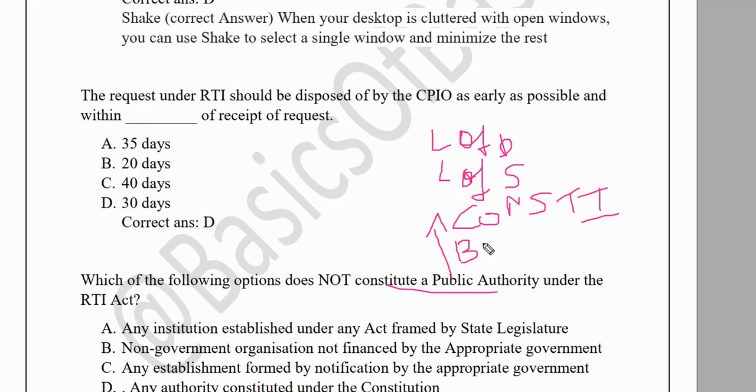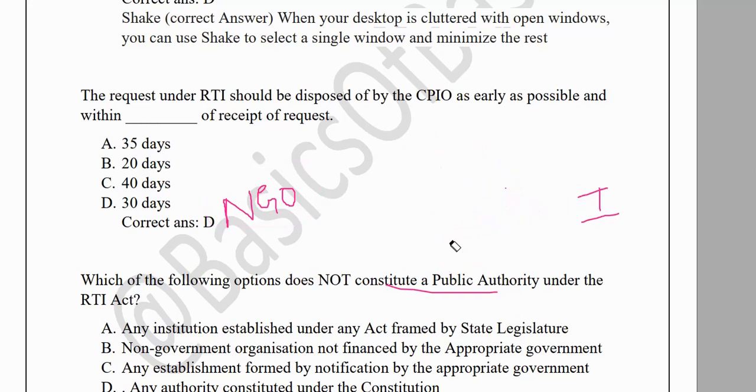Okay, so any other body, for example, if I take an NGO, if it is substantially financed by the government of India or any government of any state, then it will also be considered under the public authority. Okay, so remember these things. So these are the four classifications under the concept of public authority. So this was also an important consequential clause that has been added in RTI.